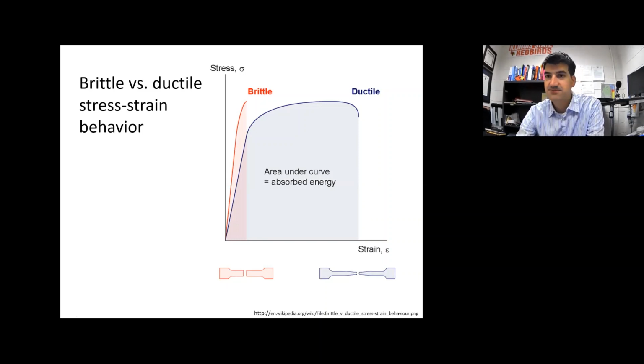If you looked at these parts after they failed, you would see that the ductile material in blue likely had a fair amount of necking right here. So you can see that localized reduction in cross-sectional area right there. So that's what you get when you get a lot of plastic deformation. If it's brittle and you don't get much plastic deformation, then you don't get much necking. Notice how the cross-sectional area here is pretty close to the cross-sectional area way over here.